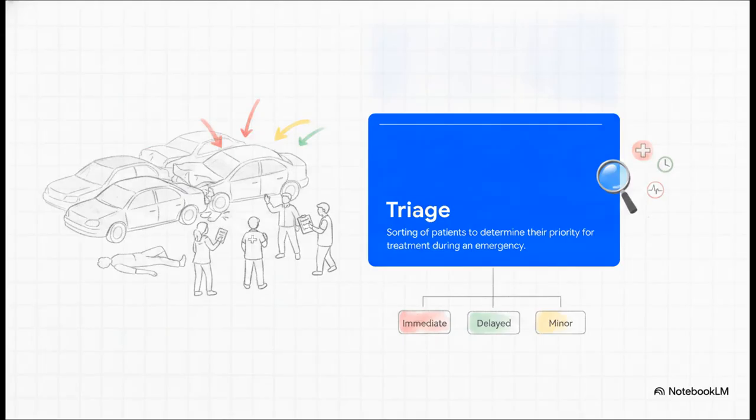So the first term you absolutely must know is triage. Triage is just the sorting of patients to determine their priority for treatment during an emergency or mass casualty incident. Imagine arriving at the scene of a massive multi-car pileup. You simply don't have enough hands to treat everyone all at once. Triage gives you a systematic way to figure out who needs immediate, life-saving interventions right this second and who can safely wait a bit. It is the very first, critical step whenever resources are stretched thin.